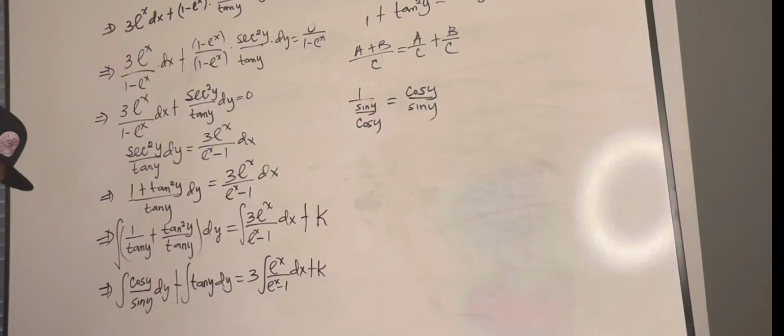Now let's clean this side. Now I will transform this side. I will transform the integral of cos y divided by sine y dy this way. And before I transform that, let's recall a rule that we use in integration.